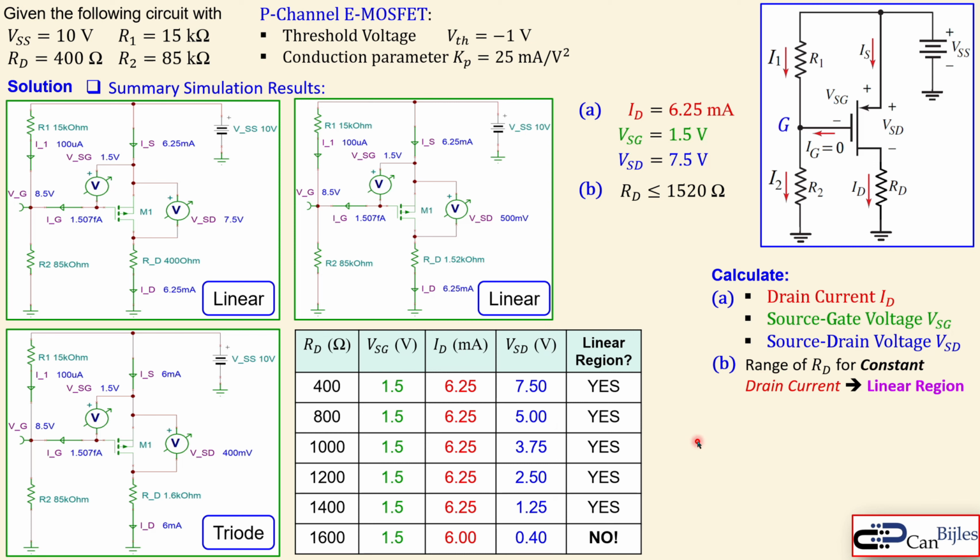Alright guys, this is for our P-channel enhancement MOSFET circuit, having the change in the drain resistor situation. We also calculated the specific drain current, the source to gate, and the source to drain voltage for these conditions. If you have any questions, comments about this example, please let me know.